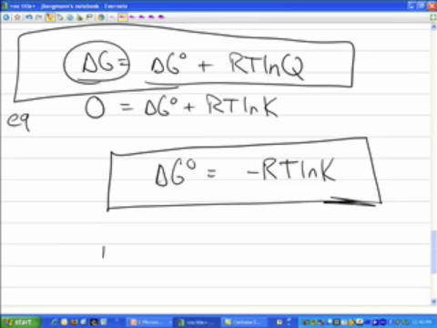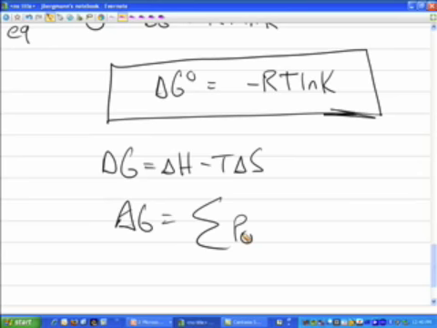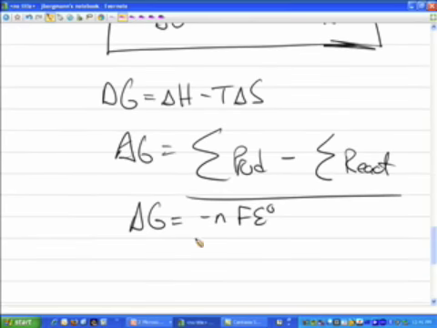And then, of course, while we're at it, delta G is also delta H minus T delta S, and we can find it with products minus reactants. Also, you can say delta G is the sum of the products from the back of your book minus the sum of the reactants. And there's delta G equals negative nFE naught. We're going to learn about that one in chapter 17, which is our next chapter.